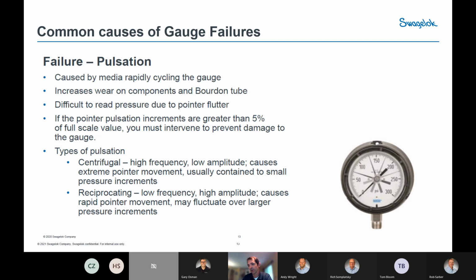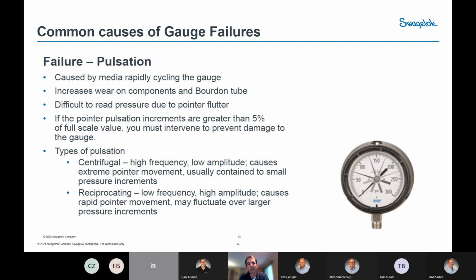So when we look at a gauge like the one in this picture here, you have a 300 PSI gauge. 5% of that is going to be 15 PSI. So if the needle's fluttering more than 15 PSI, you've got to solve that problem or the gauge is going to fail. There's a couple different kinds of pulsation that you see out there.